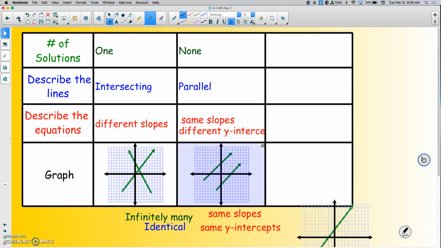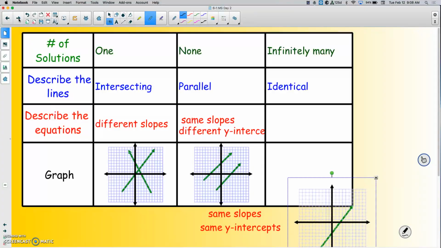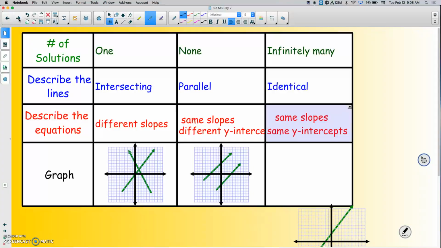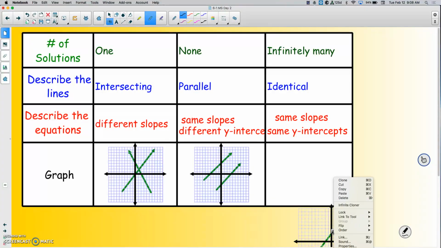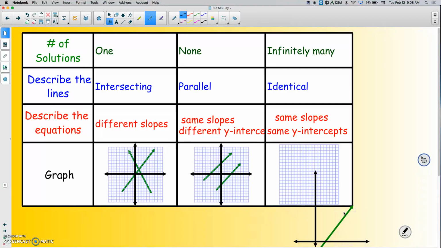Then the third situation that can occur is when your equations actually represent the exact same line. So those are called identical lines, and they have infinitely many solutions because they have the same slope and the same y-intercept. And you don't always recognize that right away because they're usually written in different forms. So you usually can't tell until they're written in the same form.